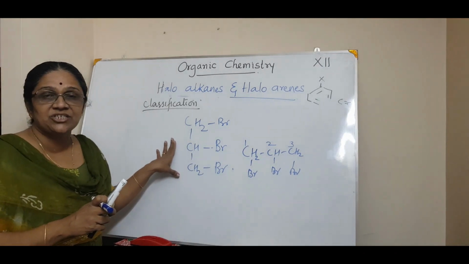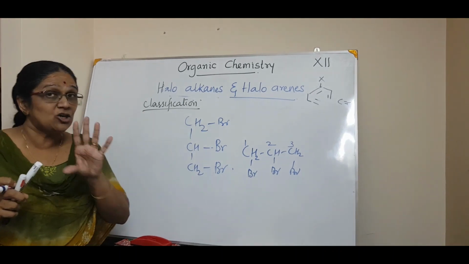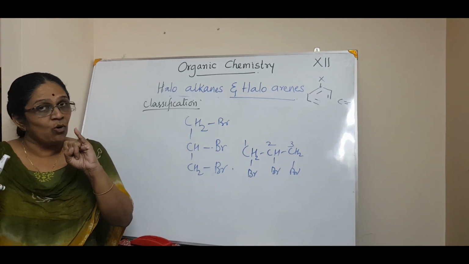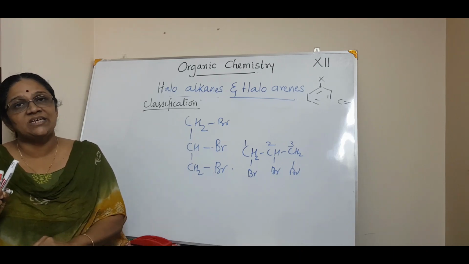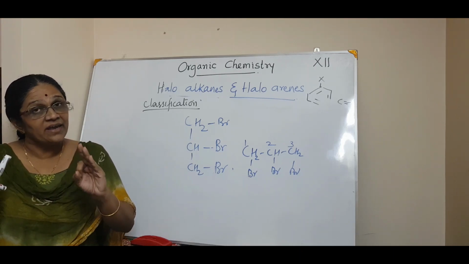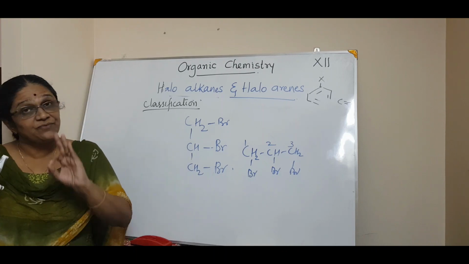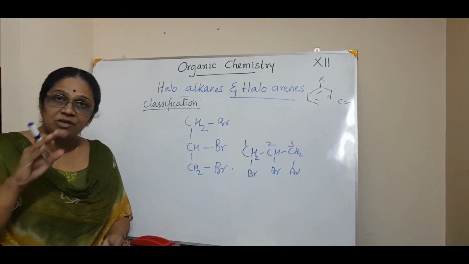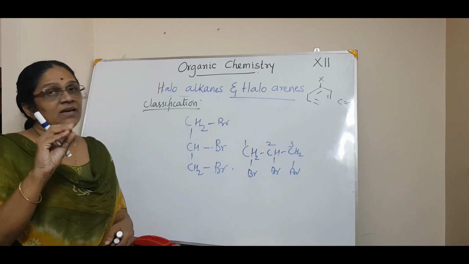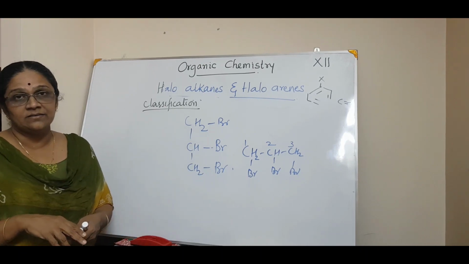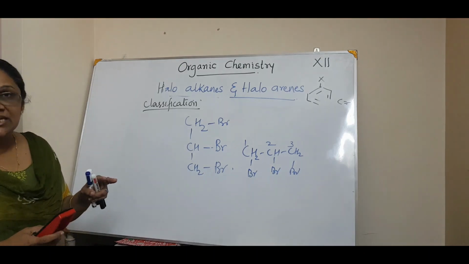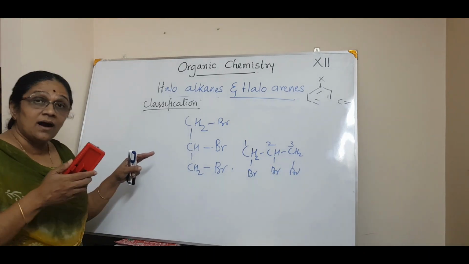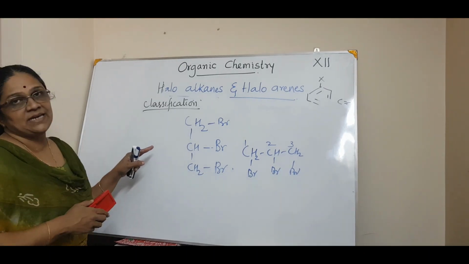The first classification is according to the number of halogen atoms. That is, first is a monohalogen derivative, second is a dihalogen derivative, and the third is a trihalogen derivative. That is the first classification, the classification based on the number of halogen atoms. Got it? Clear? Okay.